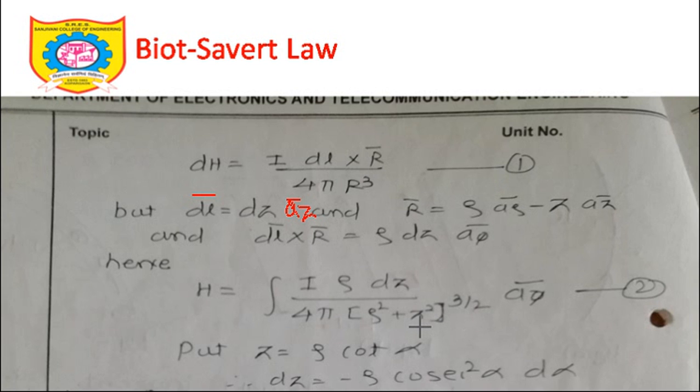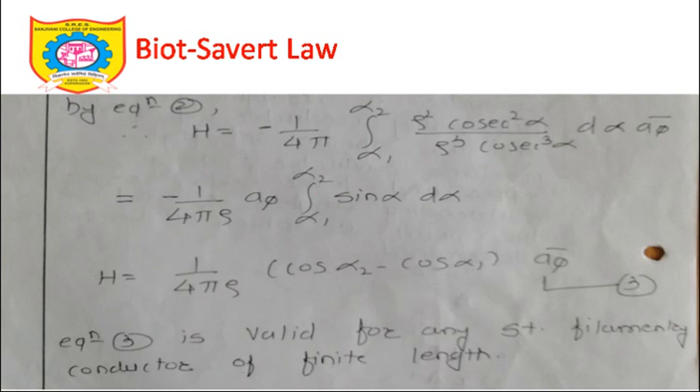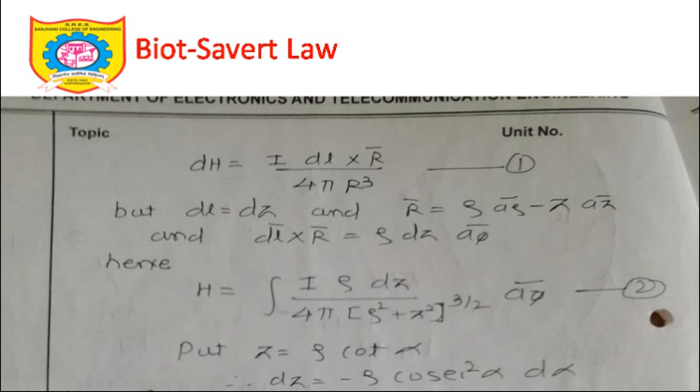And I need to solve this integration by the substitution method, where I can put a substitution z equal to rho cot alpha. If I put z equal to rho cot alpha, dz equals minus rho cosec square alpha d alpha. We know the limits of alpha run from alpha 1 to alpha 2. Then what we did, we put rho square cosec square alpha. Why rho square cosec square alpha? Because dz is rho cosec square alpha, and already rho is there. So it will be minus rho square cosec square alpha in the numerator, whereas in the denominator we will get 4 pi, rho square plus z square, we have put rho cot alpha, so rho square cot square alpha.